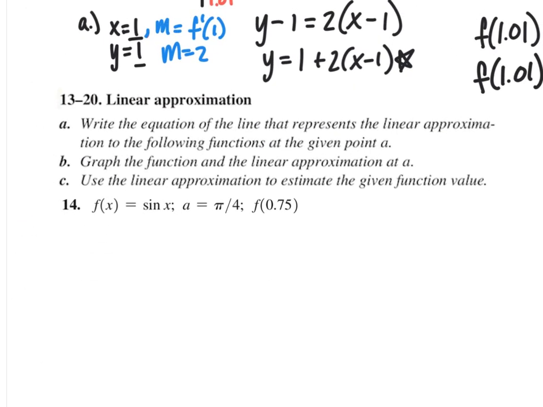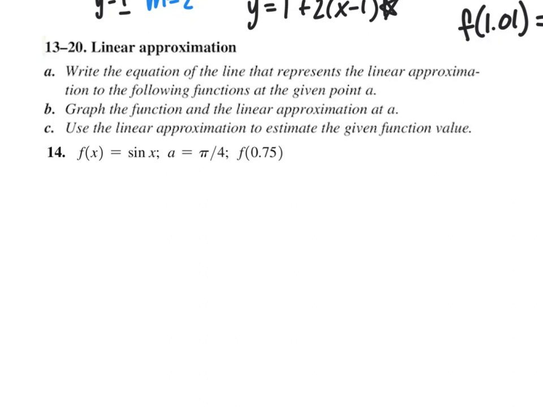On the first one it was a little bit easier because it was a function that we know. On something like this, we don't know how to evaluate sine functions, like a trig function, at 0.75. We can use radian values, but we don't know decimals, and that's kind of the point of this. So the first thing in part A, it says write an equation of a line that represents the linear approximation of the following functions at the given point A. So what I want to do is go ahead and graph it so that we have an idea of what's going on.